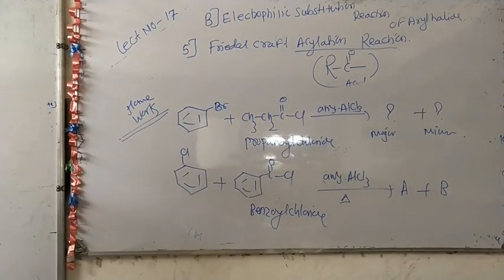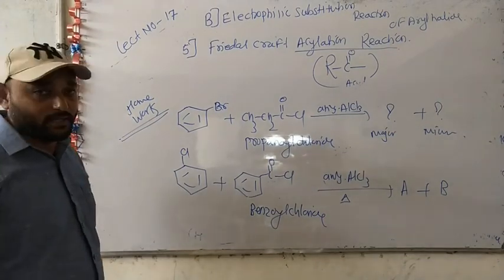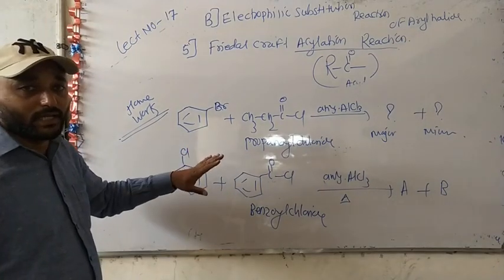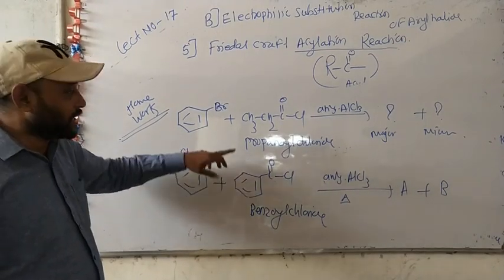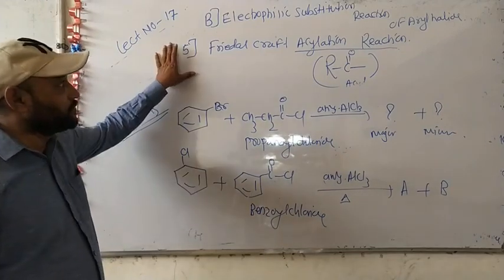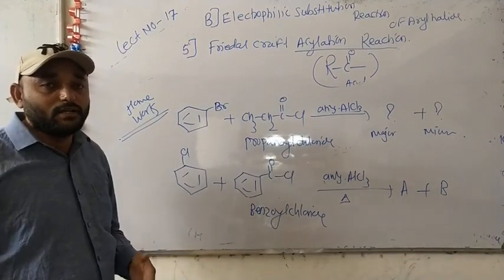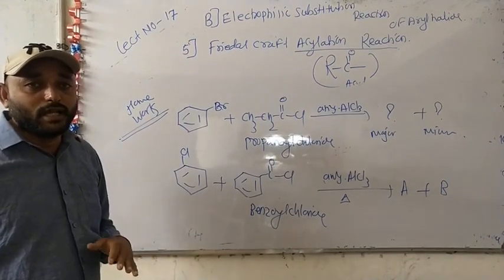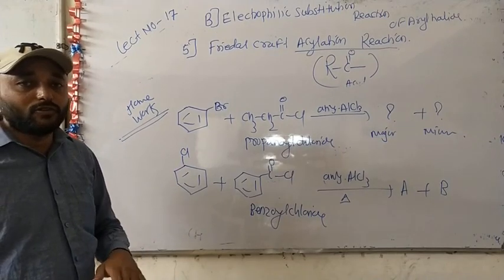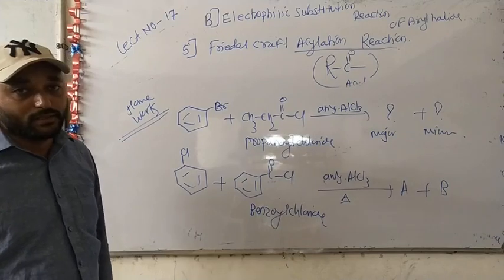So send me your answers on my personal WhatsApp contact. I will solve it if you are not getting it properly. So try to solve these two examples. This is the end of electrophilic substitution reaction. Only one part is remaining of halogen derivatives, that is application of some halogen derivatives. In tomorrow's lecture I will finish the chapter as well as that point. Thank you.